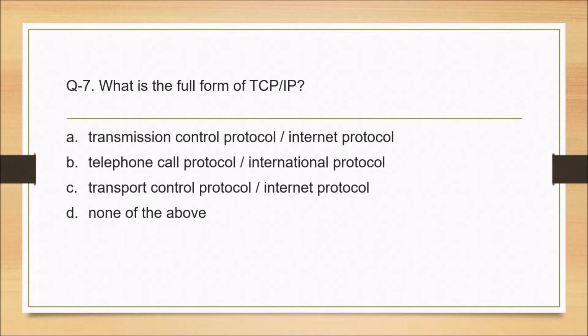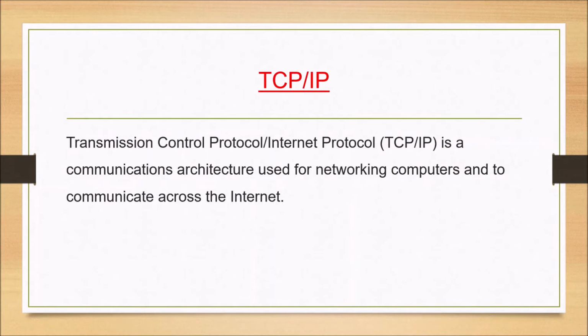Next is, what is the full form of TCP/IP? And the options are Transmission Control Protocol, Internet Protocol, Telephone Call Protocol, International Protocol, and Transport Control Protocol, Internet Protocol, or none of the above. And the correct option is Transmission Control Protocol, Internet Protocol. So TCP/IP, that is Transmission Control Protocol, Internet Protocol, is a communications architecture used for networking computers and to communicate across the internet.